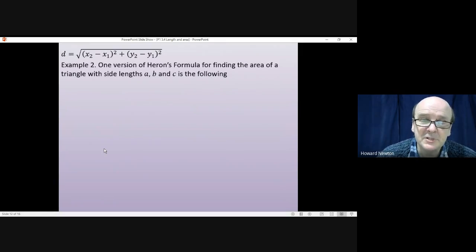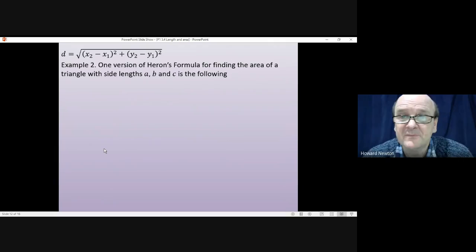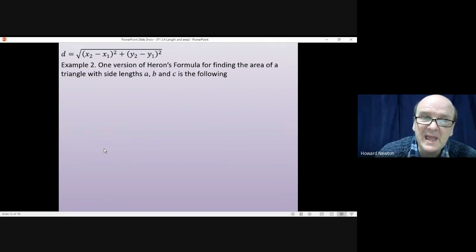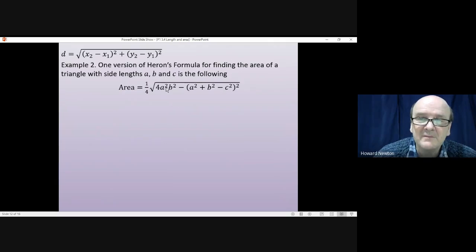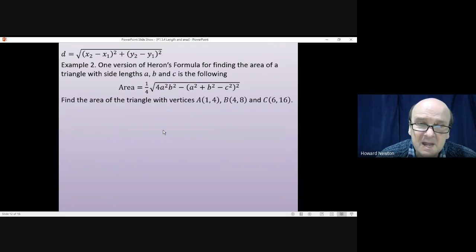Okay, example 2. You may or may not have heard of Heron's formula. It's a formula for finding the area of a triangle where you know all 3 lengths, but you don't know anything else. One version of Heron's formula is the following: the area of a triangle can be found by doing a quarter of the square root of 4a squared b squared minus (a squared plus b squared take away c squared), all squared, where a, b, and c are the 3 lengths of the 3 sides of the triangle.